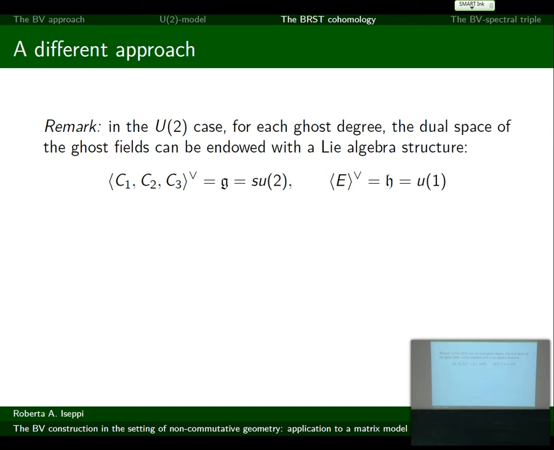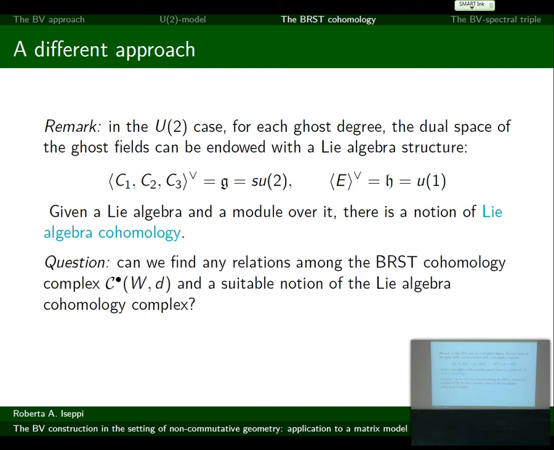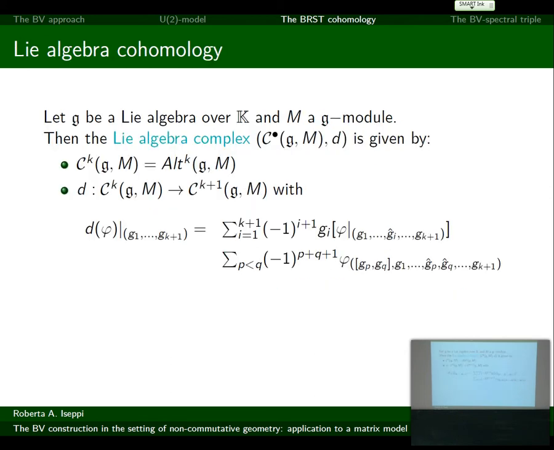So each time we have a Lie algebra and a module over it, there is a notion of cohomology that is this Lie algebra cohomology. So now a natural question is, can we find any relation between our BRST cohomology and some suitable notion of Lie algebra cohomology complex? So the answer is yes, but we need to do something before. But let's start by recalling what is the actual definition of a Lie algebra complex.